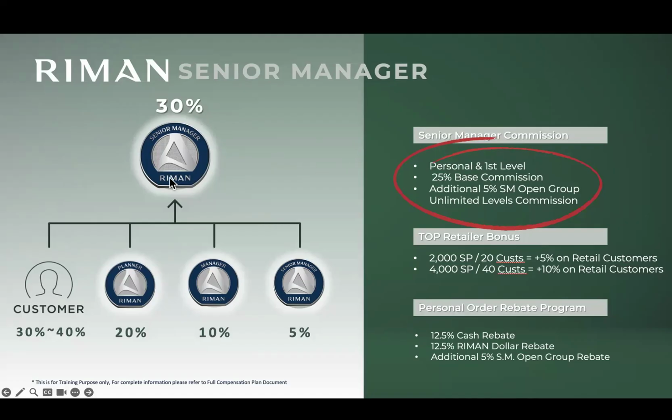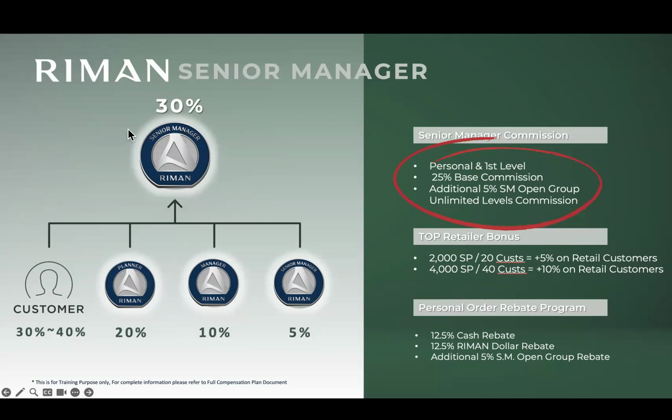Now, here's what I want to tell you. Here as well, you will have something called a differential payout. As I explained, you're going to get paid on your personal and your first level at a 25% base commission. What that means is, when you have a differential payout, you're getting 25% differential plus the 5% open group on your SM open group. I know this is kind of confusing, but stay with me, okay?